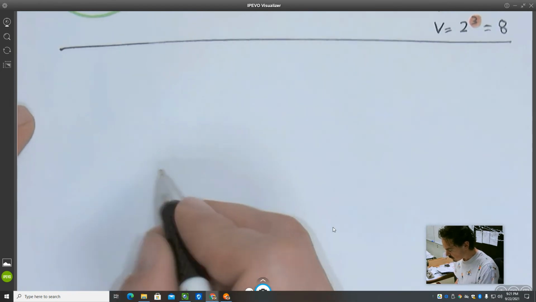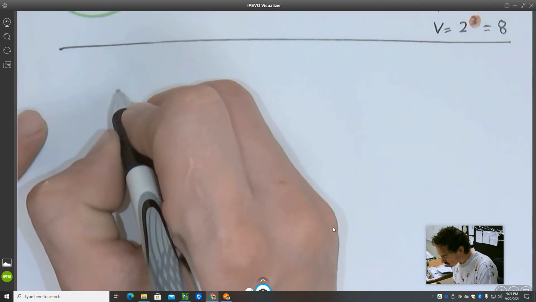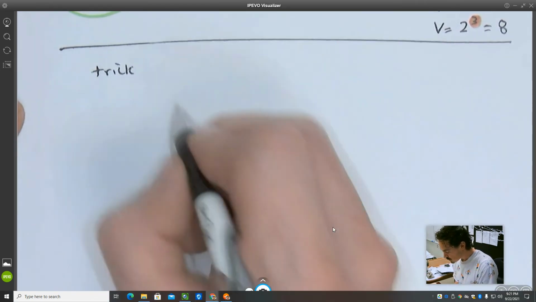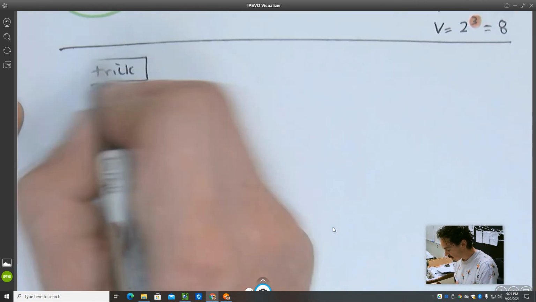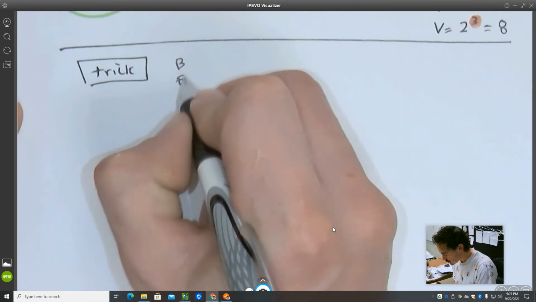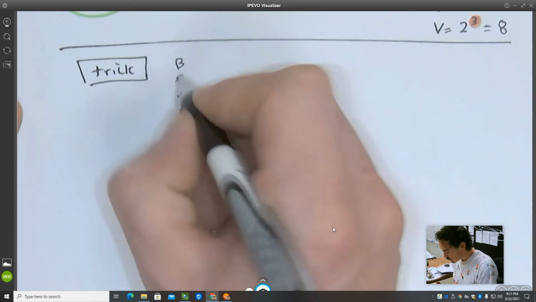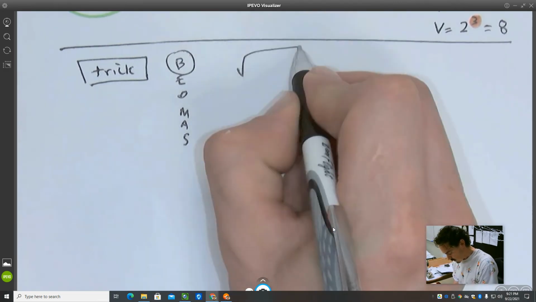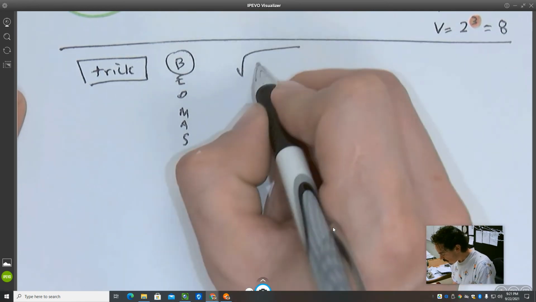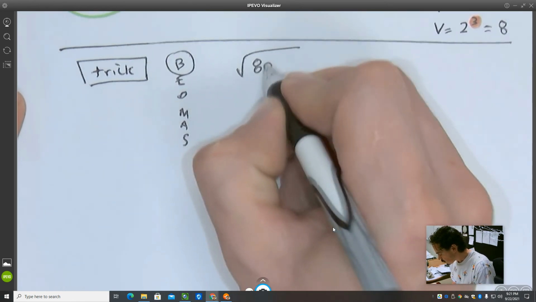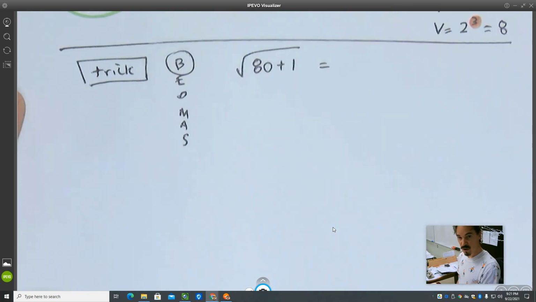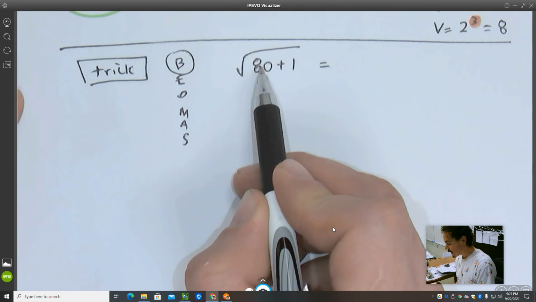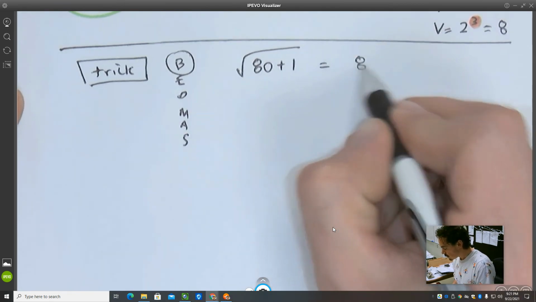What do I mean with dealing with a square root? Well, there's a little trick, and one of the tricks is that all square roots act like brackets. So for BEDMAS, we do the brackets first. That's the first thing we do in BEDMAS. So here's what I mean when I'm talking about brackets. If I had the square root of 80 plus 1, and I'm trying to solve that, I would do whatever is underneath the square root first. 80 plus 1 is 81.